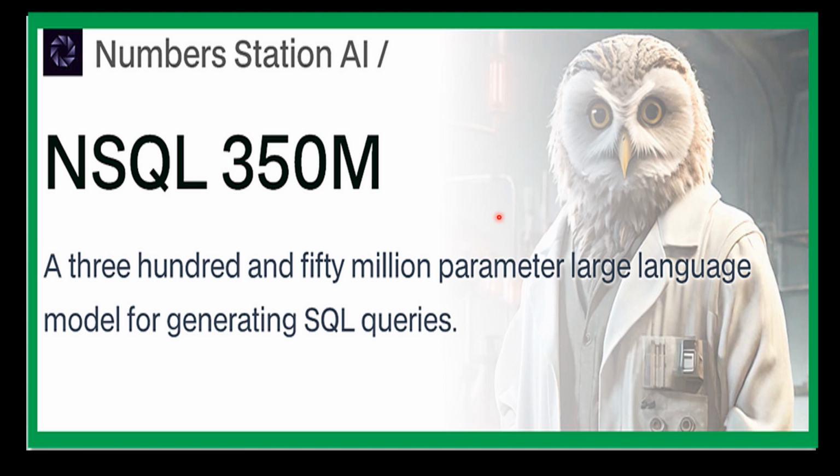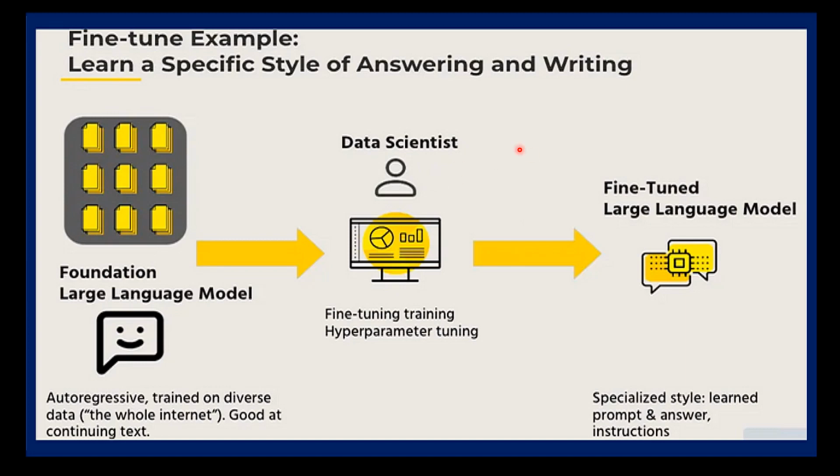NSQL 350M's strength lies in its ability to process large amounts of text data and to learn from the patterns and relations it finds in that data. By being specifically trained on natural language queries and SQL queries, NSQL 350M can effectively translate natural language questions into SQL queries, which makes it a valuable tool for building chatbots that can assist users in navigating and understanding large data sets. The next technique that they used was fine-tuning an LLM.